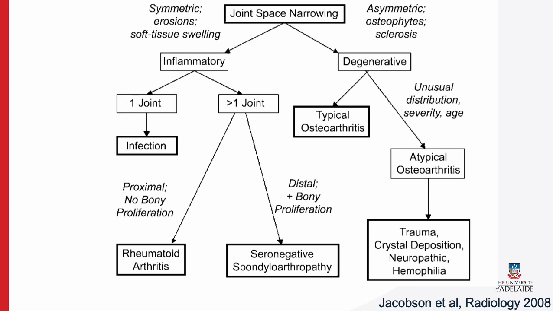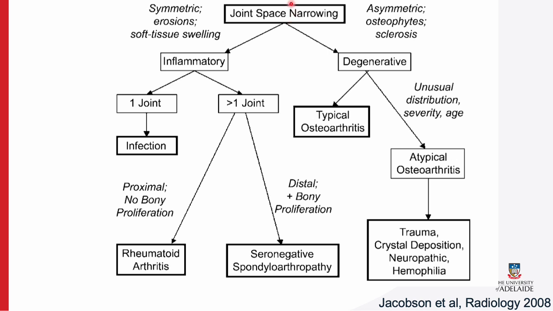So starting with the initial one, joint space narrowing. Are there inflammatory features? Is there symmetrical involvement of that joint space? Is there associated erosions, soft tissue swelling, juxtaarticular osteopenia? And that makes you think of an inflammatory cause. If you are seeing that, is it monoarticular, or one joint, in which case infection needs consideration. If there's more than one joint involved, it's a polyarticular process. Really, you're thinking of rheumatoid arthritis or seronegative spondyloarthropathies, of which there's a number to consider.